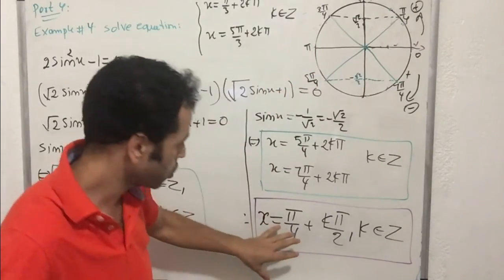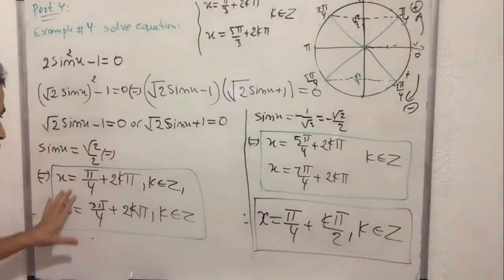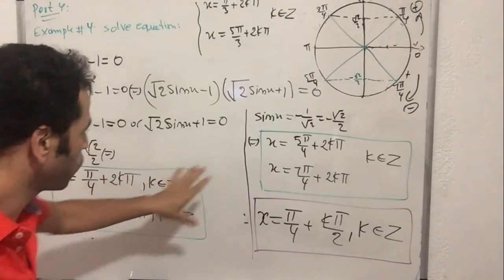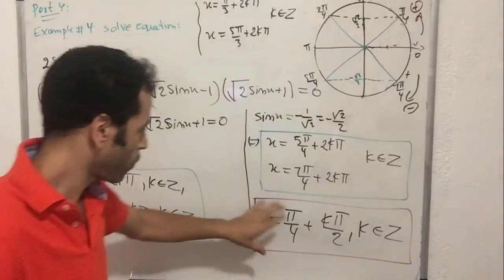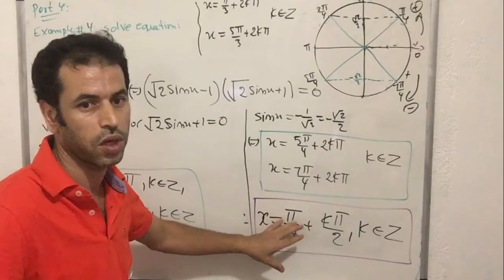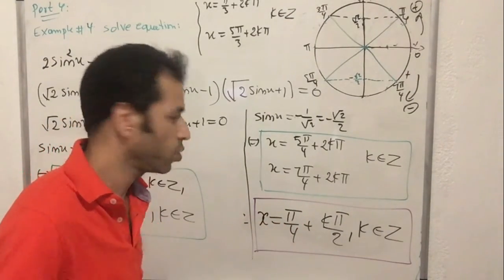So this solution is valid for these 4 equations, okay? You will have the same thing. If you have chosen to put 4 equations as 4 solutions, that's okay, it's fine. If you want to put it as one solution, as a whole thing, that's okay too, okay?